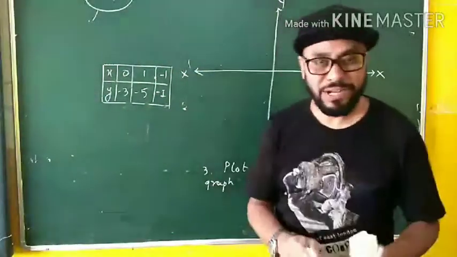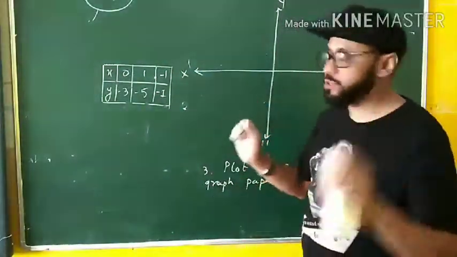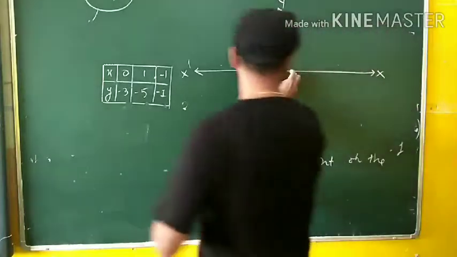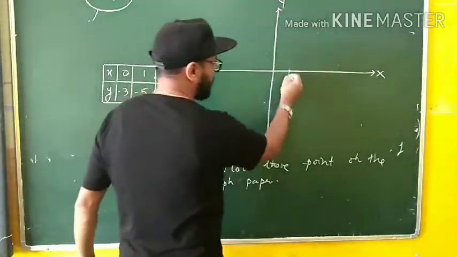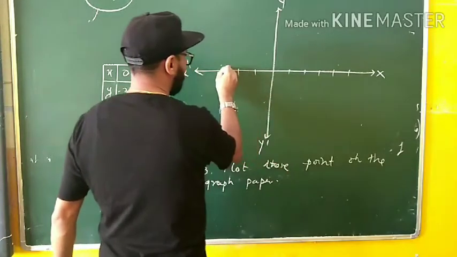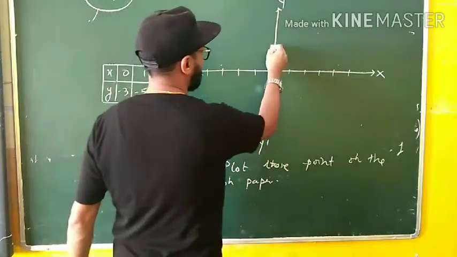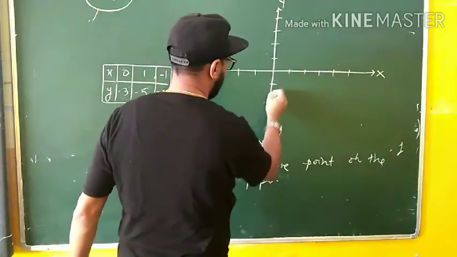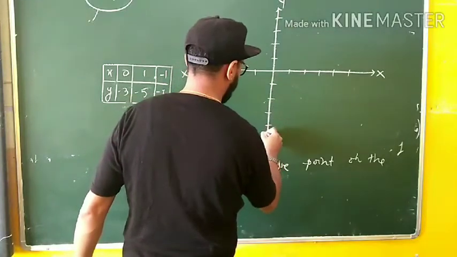But if you don't have graph paper, you can do it roughly. But please use a scale, and each unit has to be equal. So let's take this as 1, 2, 3, 4, 5. 1, 2, 3, 4. 1, 2, 3, 4. 1, 2, 3, 4, and 5.